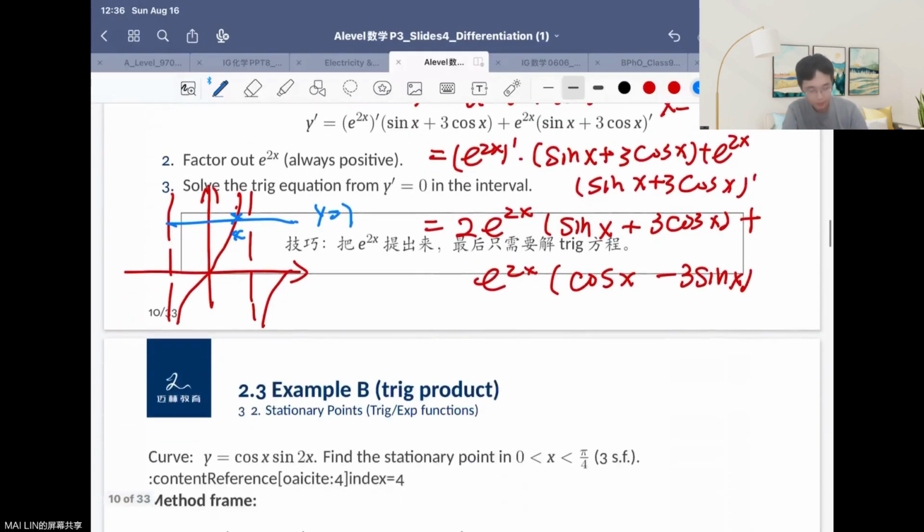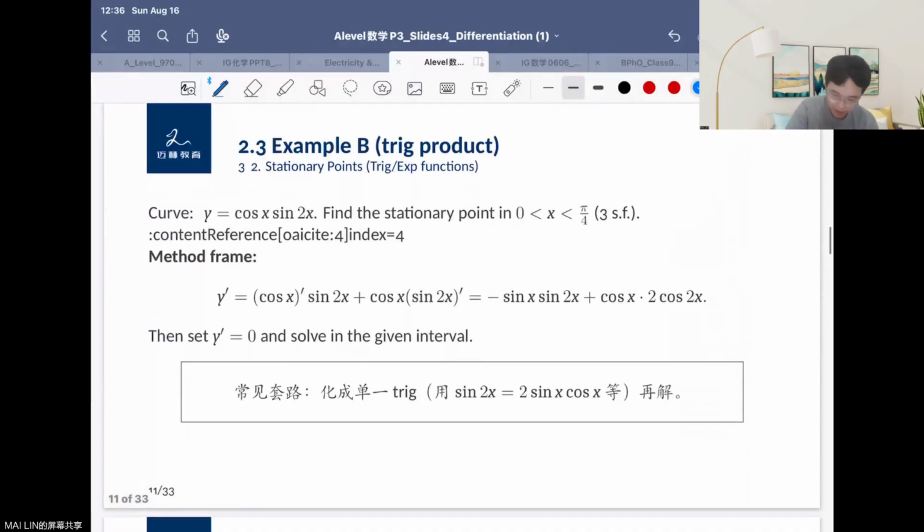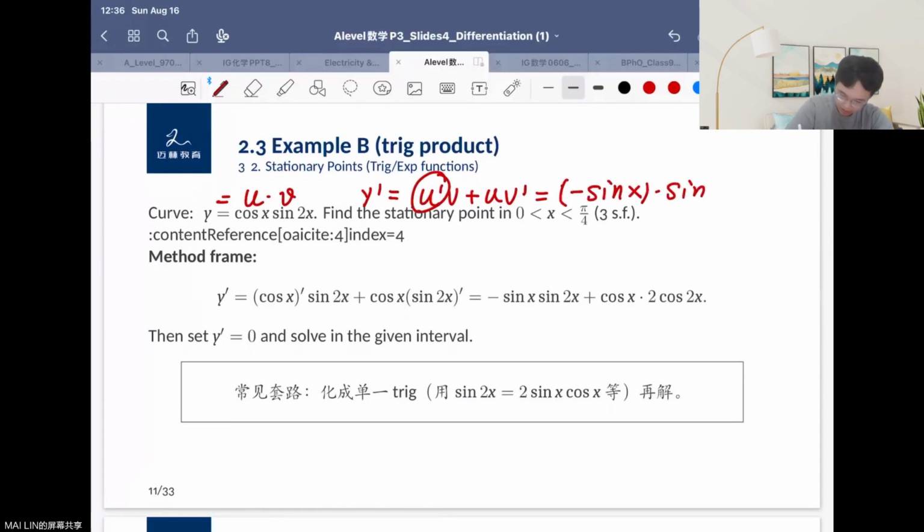Okay, and we have a second example to find the stationary point. We can first use the rule that y differentiation is u times v, so y differentiation is u differentiation times v plus u times v differentiation, okay? Then you can find the final equation by putting cosine x and sine 2x in. The u differentiation is cos x differentiation, which is negative sine x, times sine 2x.